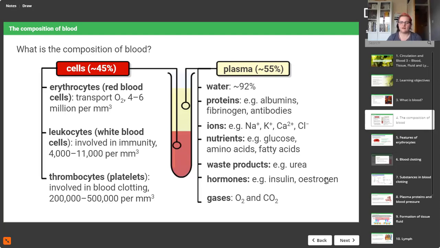55% of our blood is made up of plasma. Around 92% of that is water, and the rest of that is composed of proteins such as albumins, fibrinogen, and antibodies, ions such as sodium ions, potassium, calcium, and chlorine, nutrients such as glucose, amino acids, and fatty acids, waste products such as urea, hormones, for example, insulin and estrogen, and then gases, oxygen and carbon dioxide.